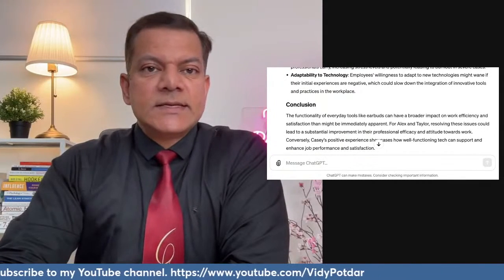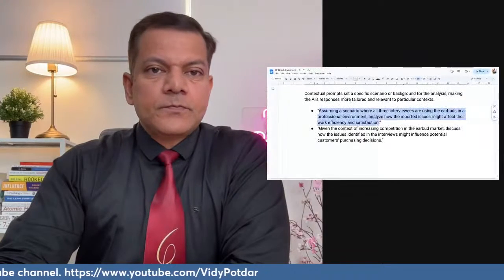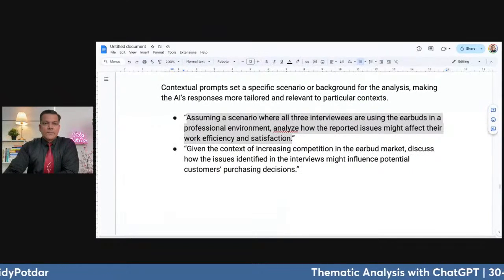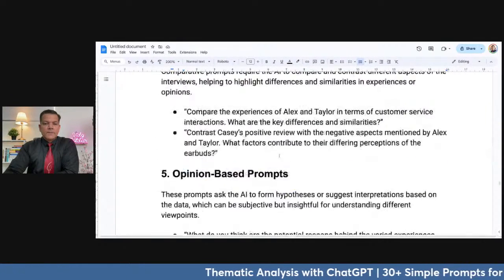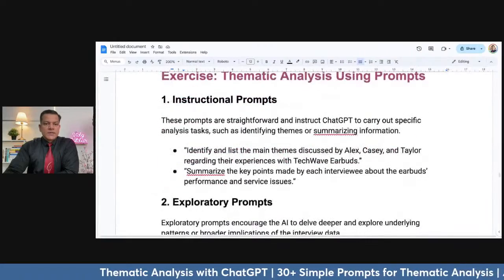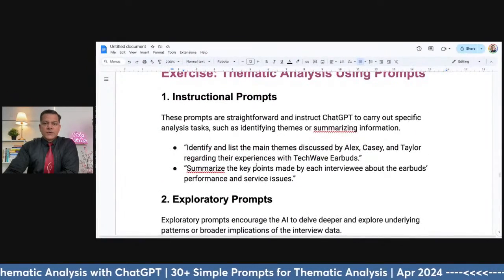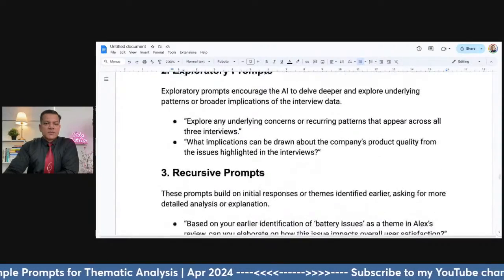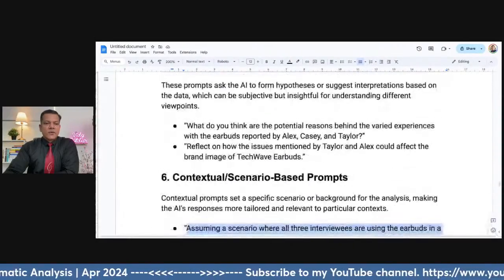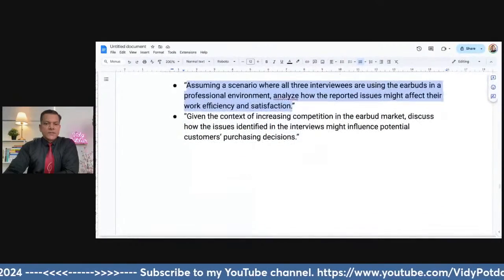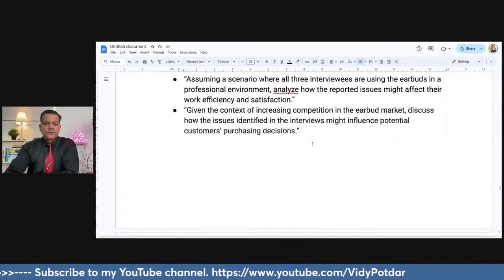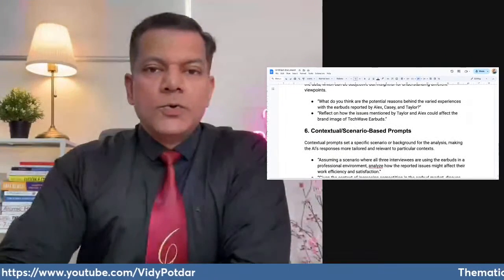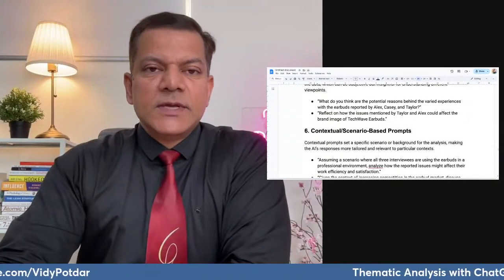So what I suggest is go through this document in detail. Especially look at these six types of prompts which are suitable for thematic mapping or thematic analysis: instructional, exploratory, recursive, comparative, opinion based, and contextual or scenario based. So this will give you sufficient support when you want to conduct thematic analysis using ChatGPT.